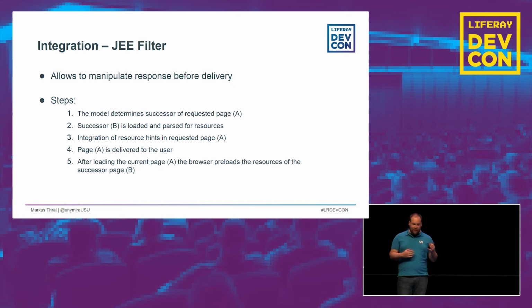The successor B is loaded and parsed for resources, and the resources which are found for this, the resource hints, are added to our current document from page A. Then page A is delivered to the user and the browser renders the page. If it's fully displayed, the browser begins, as I showed in the example, with the preloading phase and downloads the resources. And that's all.